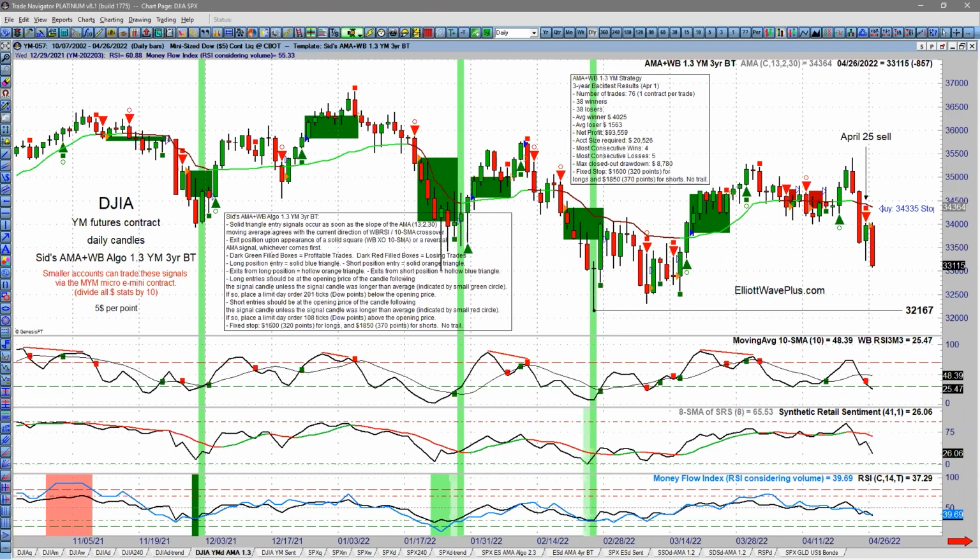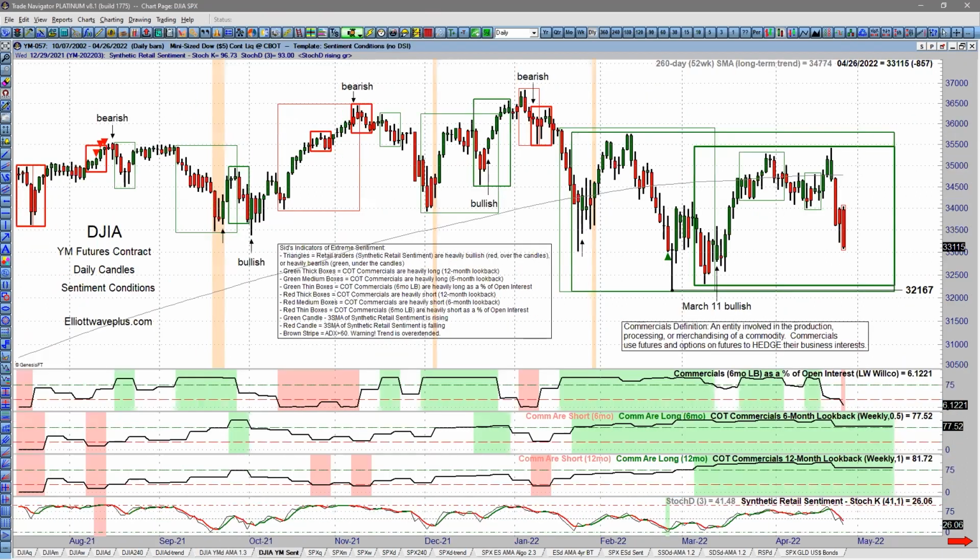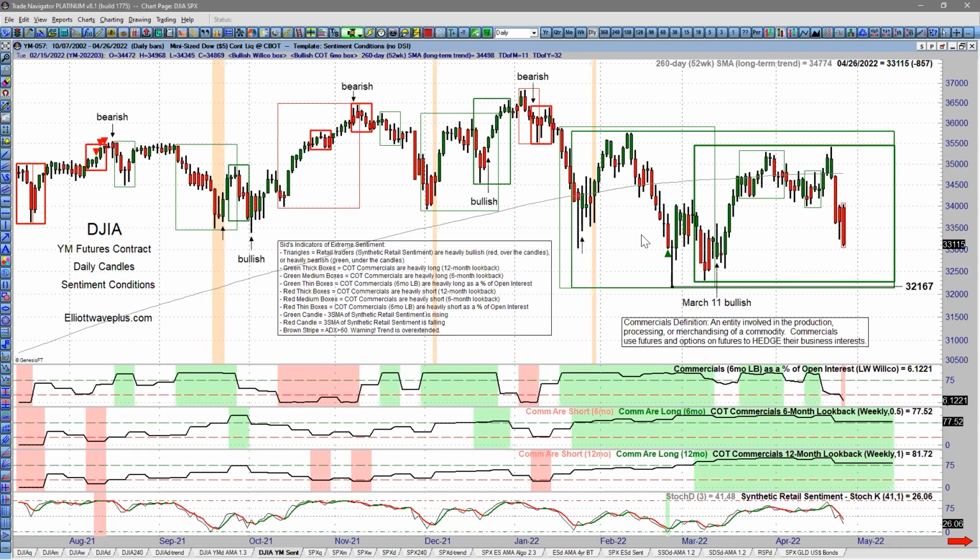And for that, in order to get the commercials, go to the sentiment on the Dow Jones Industrial Average YM contract now. In order to get the commercial sentiment, we have a separate screenshot on all of the futures contracts, which include the YM futures contract for the Dow Jones Industrial Average and the ES contract on the S&P all the way down the line. We have a template that we call our sentiment conditions template. And it looks very heavily and depends very heavily on commercials positioning.